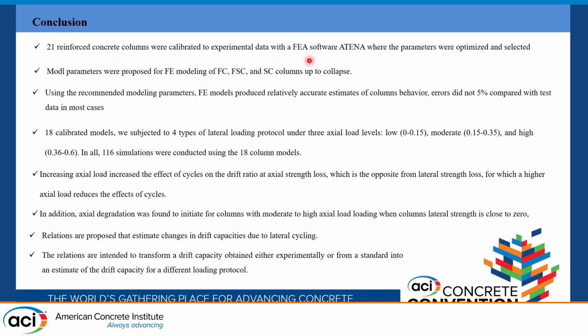So, in conclusion, we have 21 reinforced concrete columns. We used the finite element analysis software Athena, and we developed a guideline. We published that guideline in ACI, and that one covers several types of failure. And right now, anyone can model reinforced concrete columns. And we have 18 reinforced concrete columns. We applied 3 levels of axial load, and we made 116 simulations. We developed the drift capacity equation. We validated those, and we found that when we increase the axial load, the effect of cycles is high for high ductility, and when we increase the axial load for lateral degradation, the effect of cycles reduces.